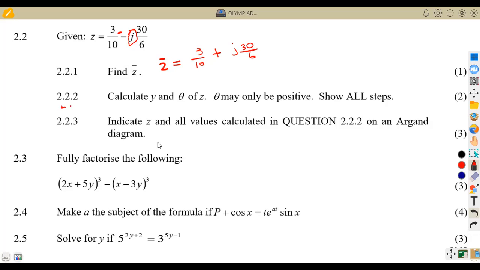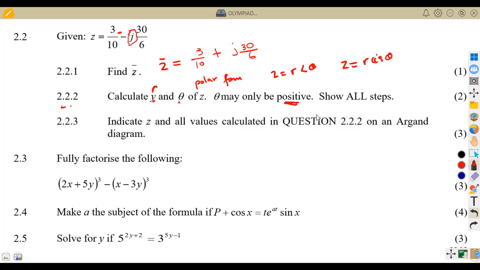All right, on 2.22, calculate y and theta of z. Theta may only be positive. So given that theta is only positive, show all the given steps. Okay, so we are asked to find y and theta. It was actually supposed to be find r and theta, that is in polar form. So this format is referred to as the polar form, whereby in polar form, z is supposed to be written as r angle of theta, or r cis theta. Z can be written as r cis theta.